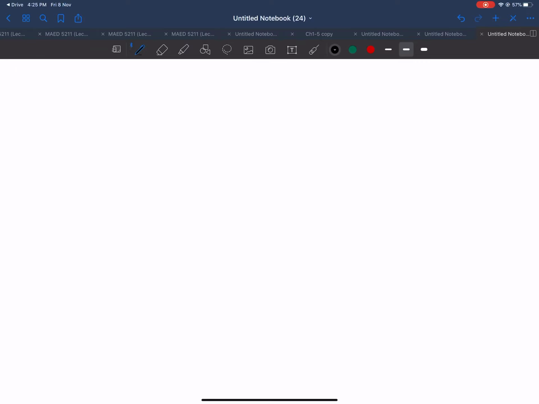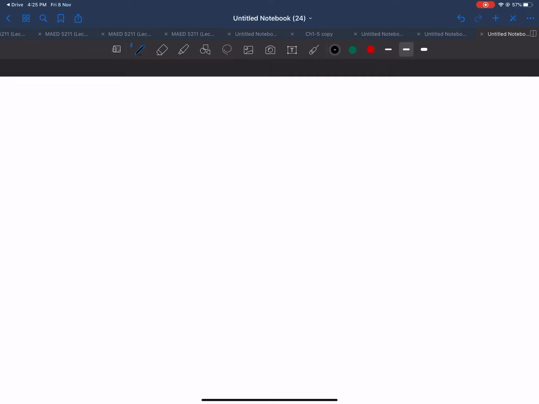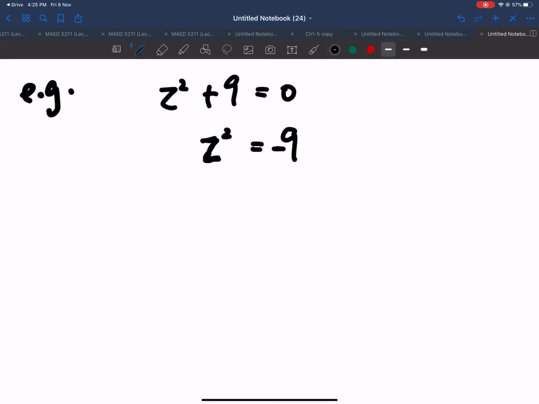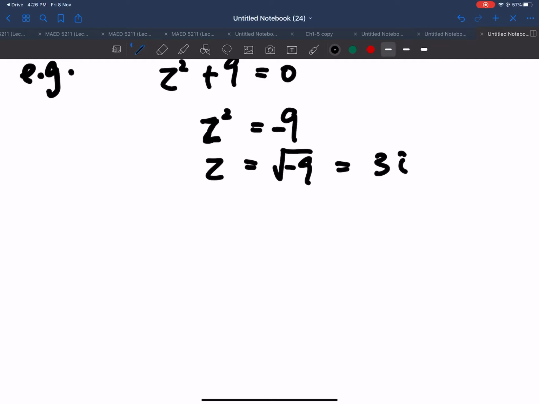And then for the next one, it's just like solving some equations. For example, c squared plus 9 is equal to 0. How can you solve c? Just put the 9 on the other side, which gives you c squared is negative 9. So c equals the square root of negative 9, which is 3i, okay? Simple.